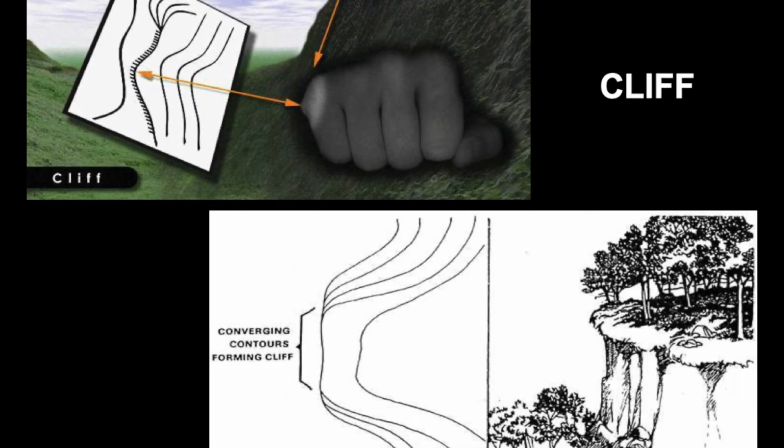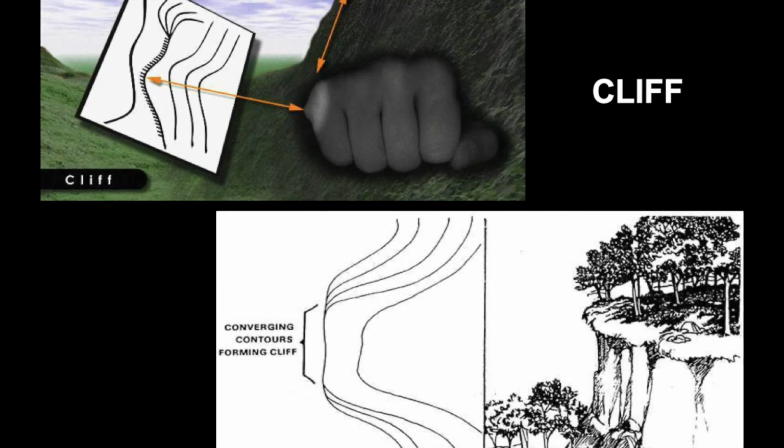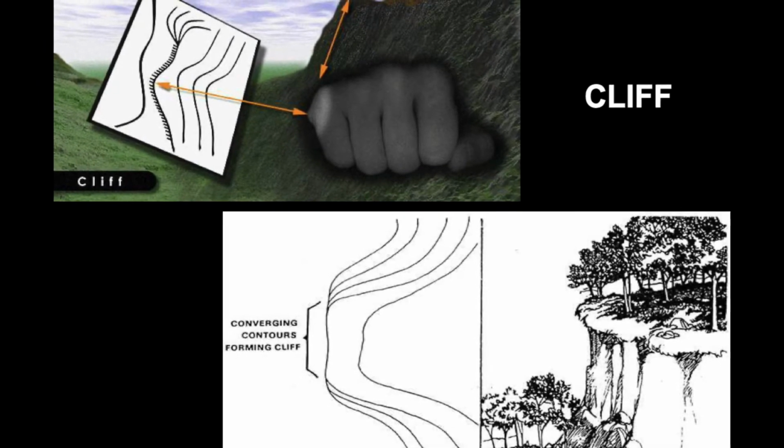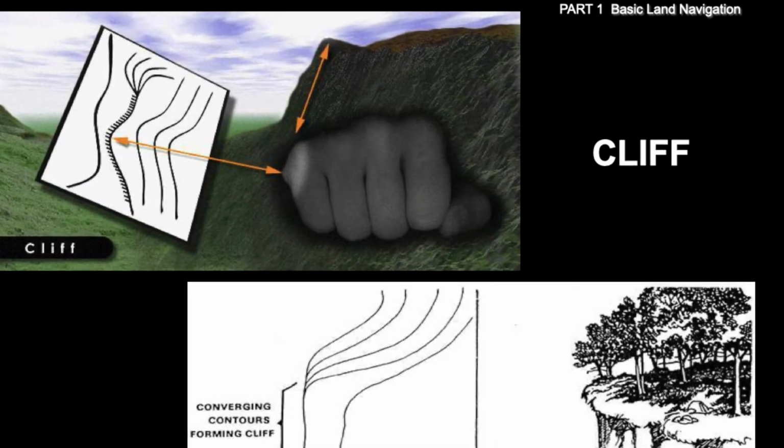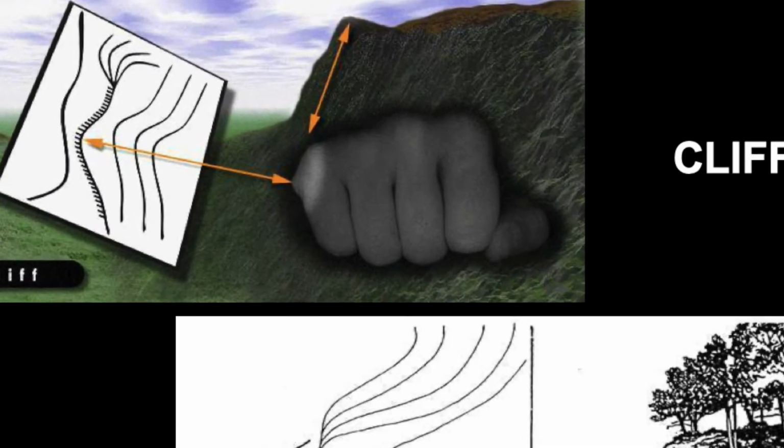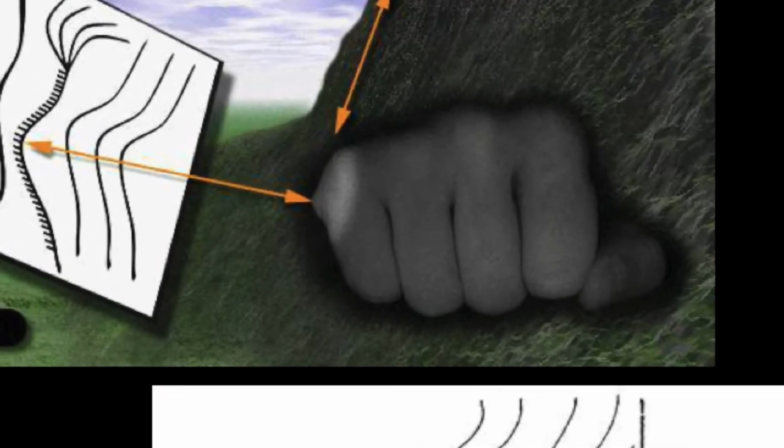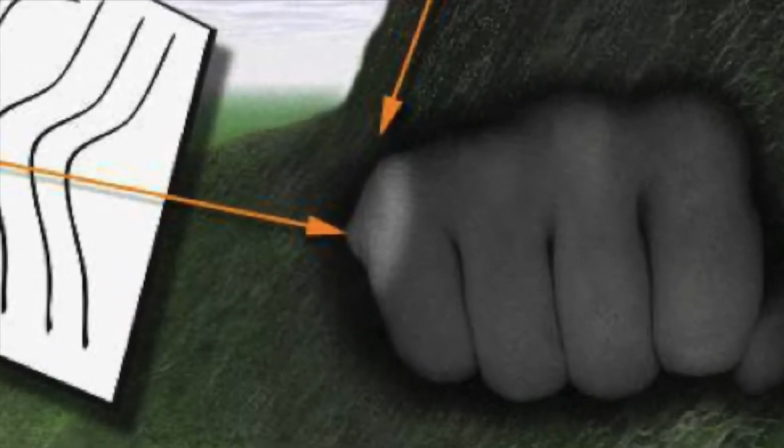Your cliff here is going to be contour lines coming together into one line with the hash marks on the side there to show you that there's a bit of a drop off. And if we're looking at our hand, the whole side of our hand there falls off. So that's going to indicate your cliff if you're trying to remember your terrain features.